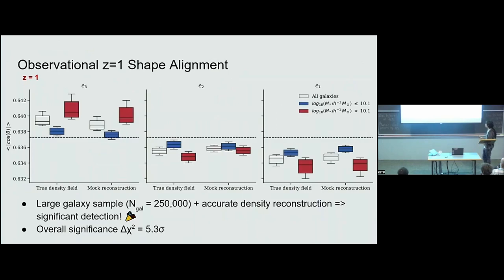So our results here, if you look at the right half of each panel, where we're computing the alignment between shape and the cosmic web eigenvectors, again projected onto the sky at redshift 1. We see that because we have a large galaxy sample and our density reconstruction from TARDIS is pretty accurate using just this large galaxy sample, we're not using IGM tomography for redshift 1. We're able to detect the 2D shape alignment pretty significantly, with an overall significance, if we total all of these eigenvectors together and subtract from the mean, of around 5.3.